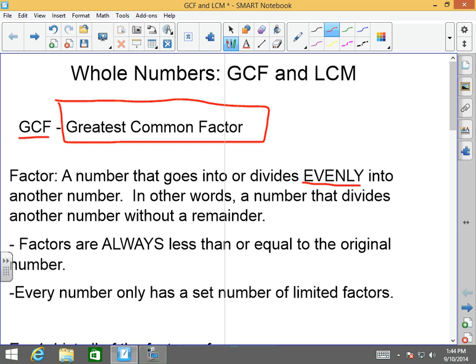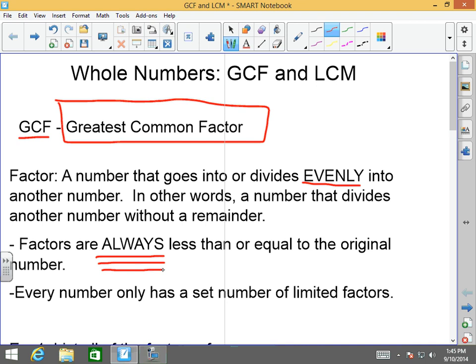A couple things about factors. Factors are always less than or equal to the original number. Factors are always less than or equal to the original number. And every single number will only have a limited set of factors. Factors are not infinite. They do not go on forever and ever. There is only a particular number of factors for each whole number out there.